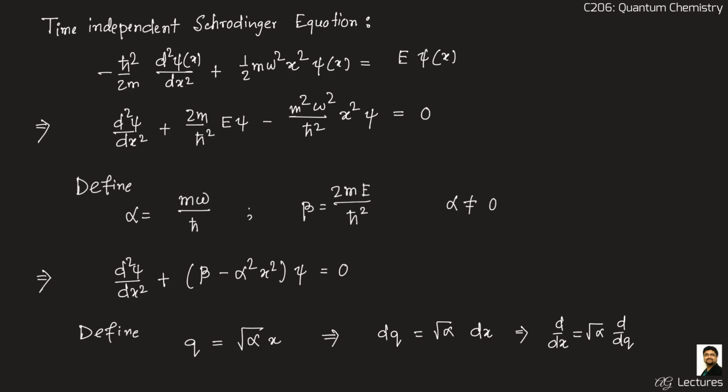So now, if this d dx is given by root over alpha d dq, then we need to find out d2 dx2, because that's the operator that we have to use in this particular equation over here as well. And so let's see how that turns out to be.